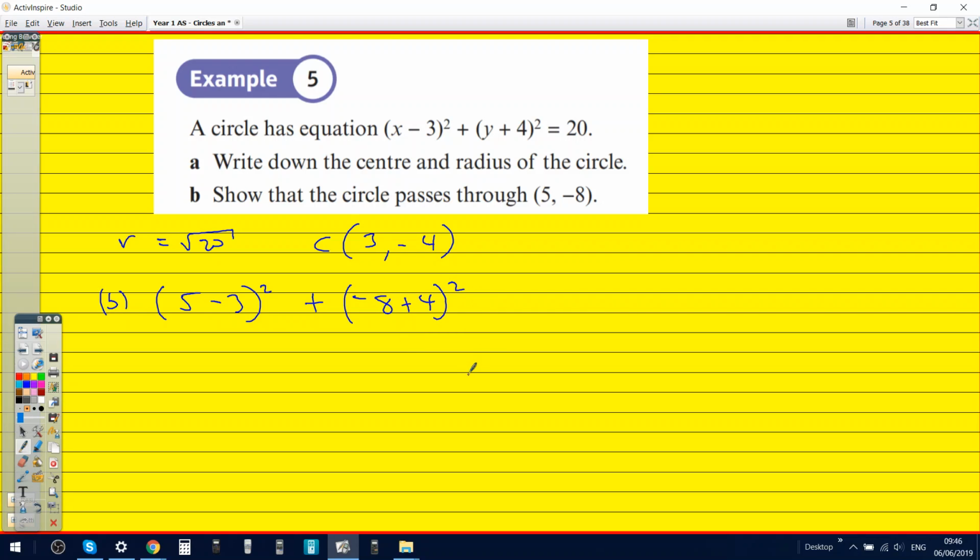And what should you get? 20. Should get. I believe it will be. Therefore, it passes through the circle. Let's check. So 4 squared is 16. 2 squared is 4. Yep.